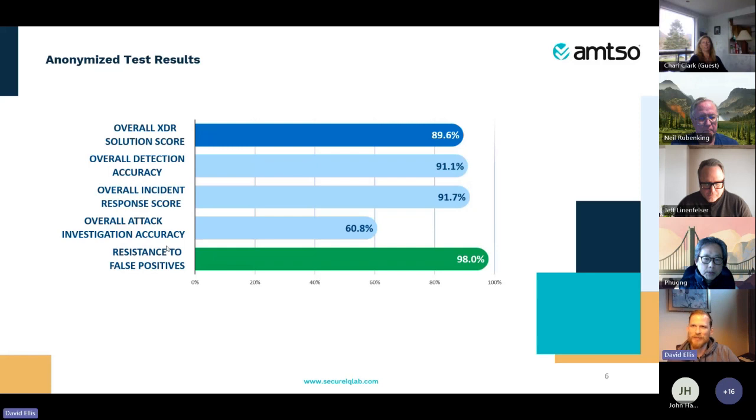Where the solution seems to struggle a lot is overall attack investigation accuracy, in terms of how it maps to other attacks, as well as the recommendations for the critical nature of the attacks. We were pleasantly surprised with how resistant these solutions were to false positives, given there is some learning phase that the solutions need in order to attain that. Fong, anything else you want to add here? No, actually.